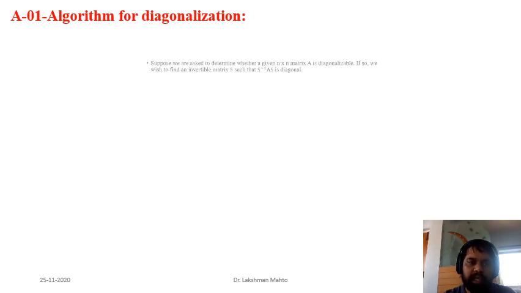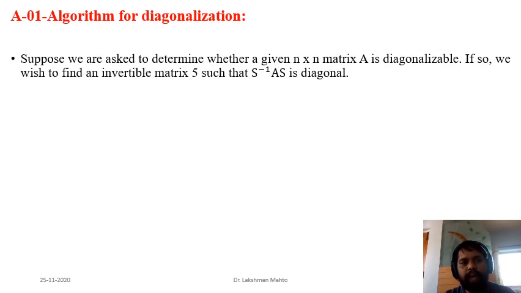So those things I had already told: today I will talk about the algorithm to establish a diagonalization. Suppose we are asked to determine whether a given n by n matrix is diagonalizable or not. If so, we wish to find an invertible matrix S such that S inverse AS is a diagonal matrix. So what is S?